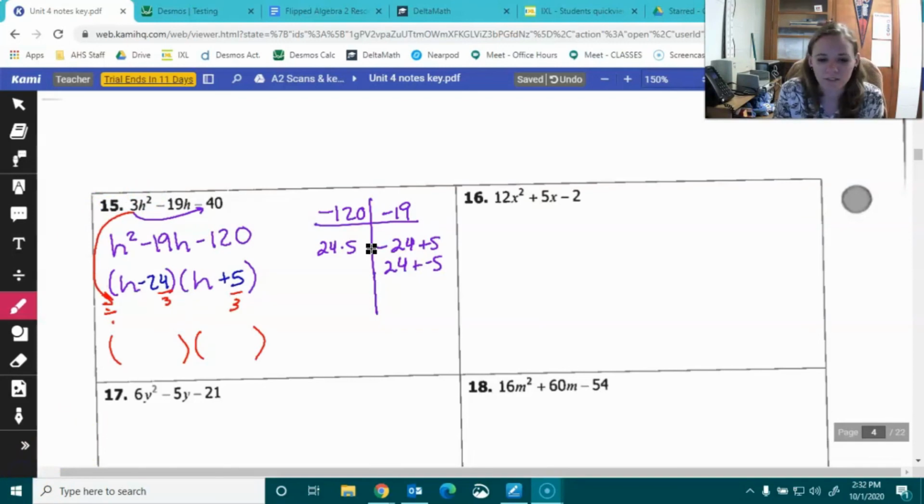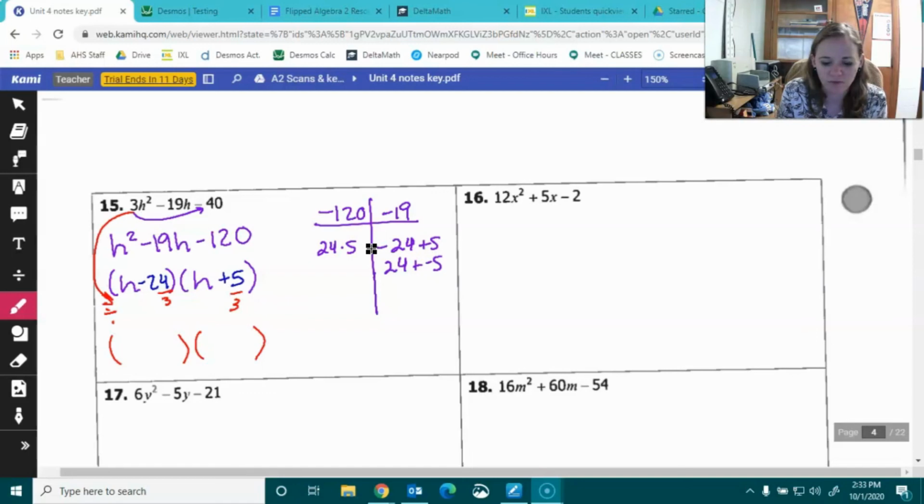Alright, so I went ahead and did it the last way. I went ahead and multiplied 3 times negative 40 and got negative 120. Your factors just end up being bigger numbers when you do it this way. So resulting in negative 24 and positive 5 being your factors to give you the negative 19. So I'm now at this step. I just went ahead and stopped here so I can remind you what to do.